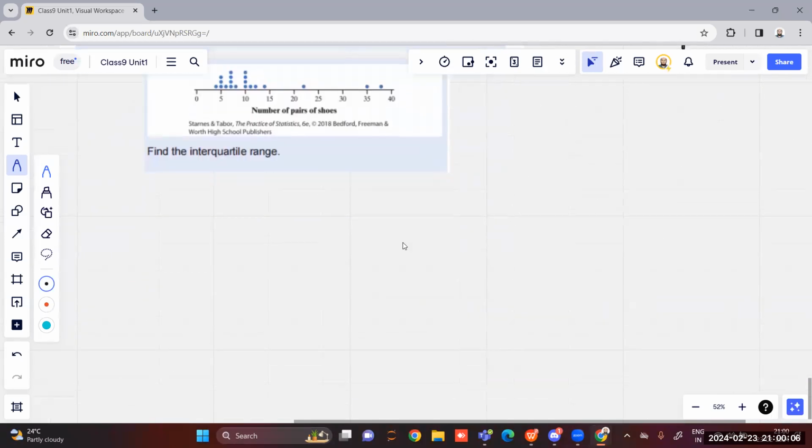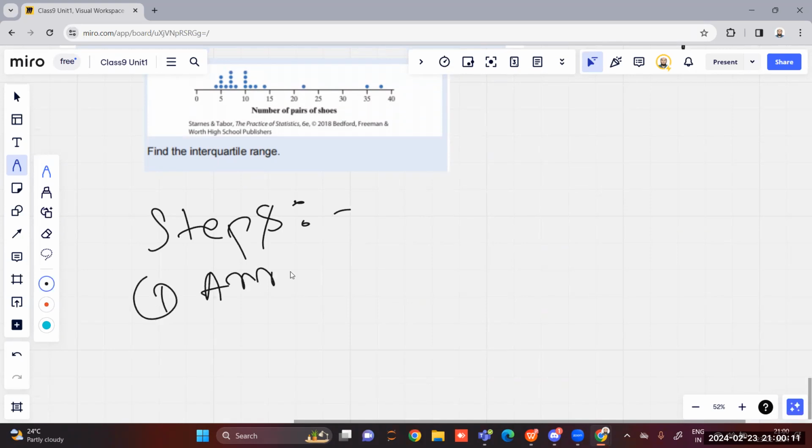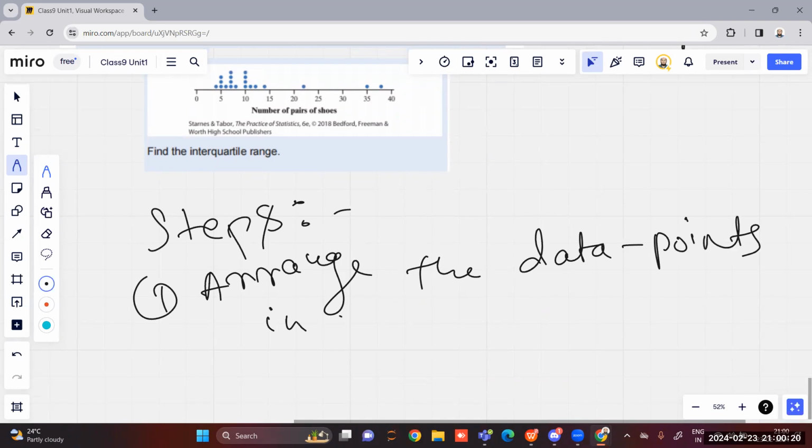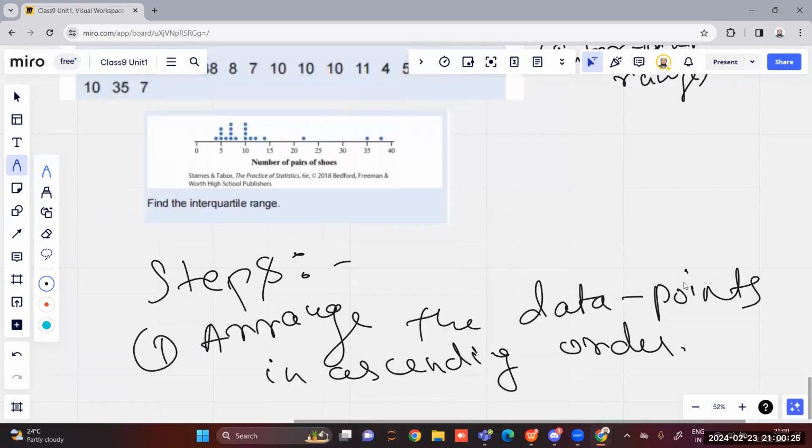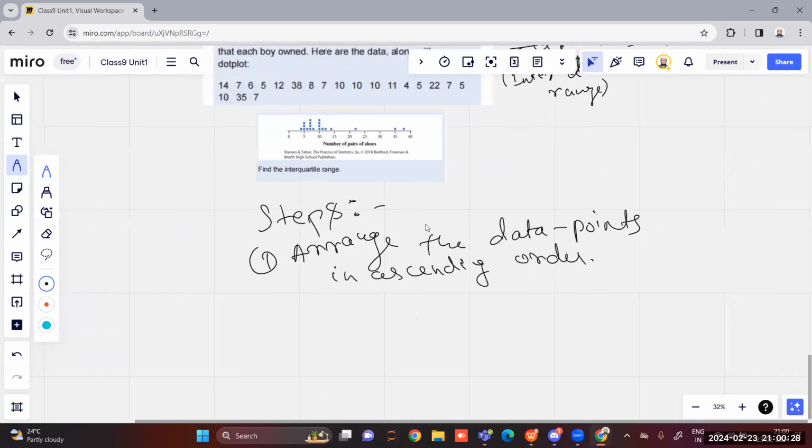So what's the method? I'll write down the steps. Same method as for the median: arrange the data points in ascending order. So what will be the ascending order of the data points? The smallest data point I think is five. No, four. Four is here. Then five: one, two, three. Three fives are there.